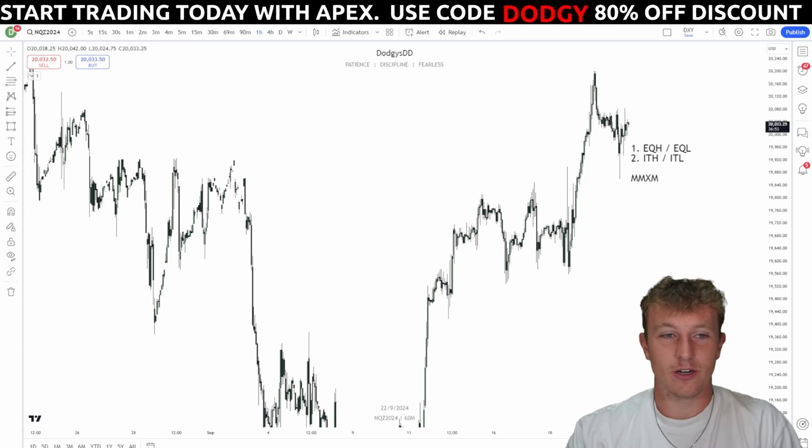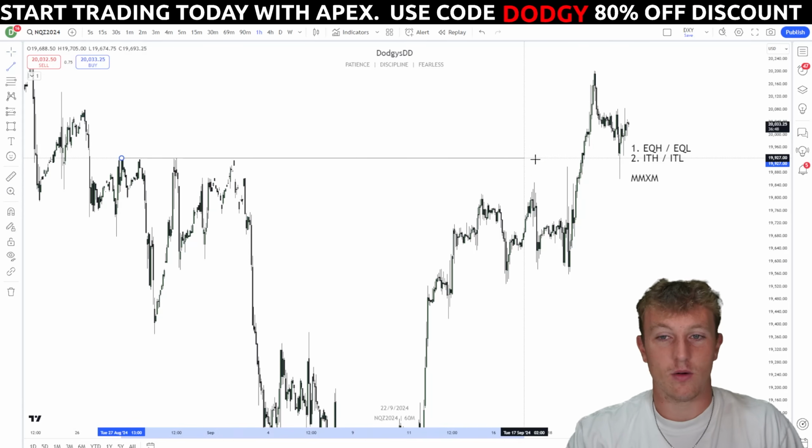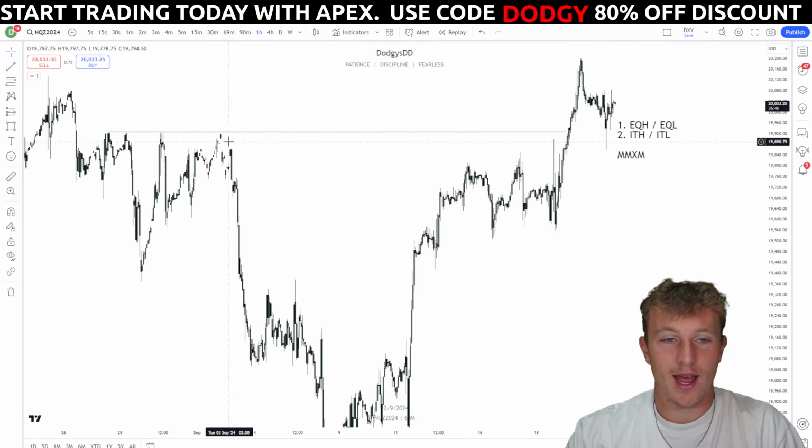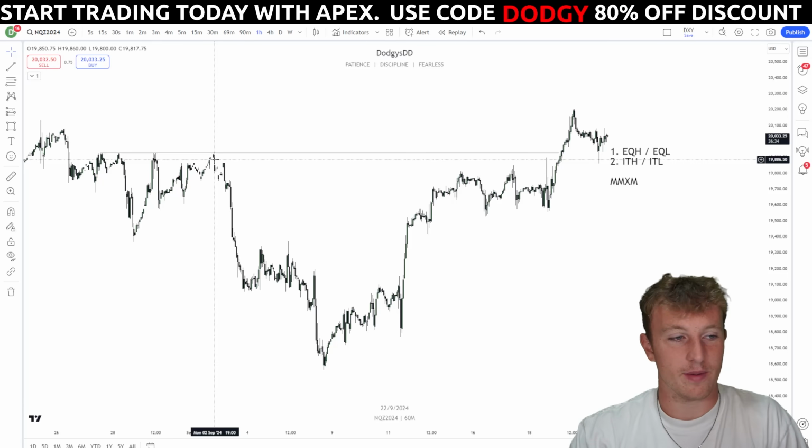So in this past current week, we've actually had a draw on liquidity, these equal highs, for a while now. Okay, and what happened was we failed to hit these highs here. This was back in the beginning of September, and because of that, we now have to wait for us to go into a buy model to determine that these are going to be the draw on liquidity.